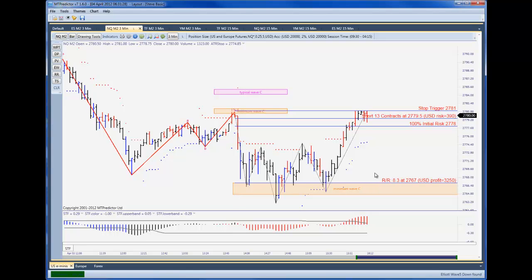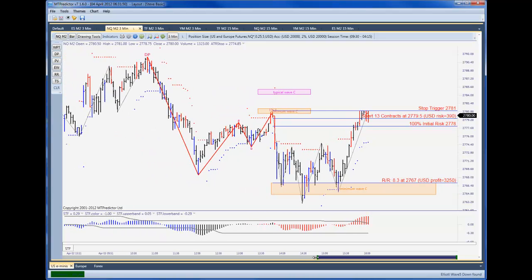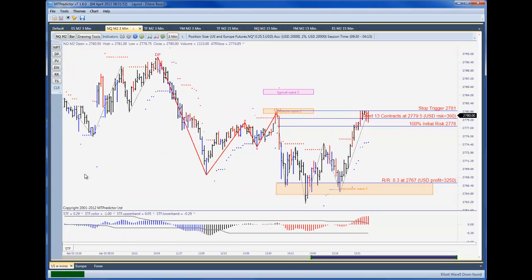Please remember that we use correct position sizing, so that means our profits at these targets here are actually in risk units. In other words, the profit here was approximately 8 times the initial risk, or that turned an initial risk of approximately $390 into a profit of just over $3,200. So a very good trade there indeed. And again, that was a standard trade, so all standard new MTPredictor users should have managed to catch that.